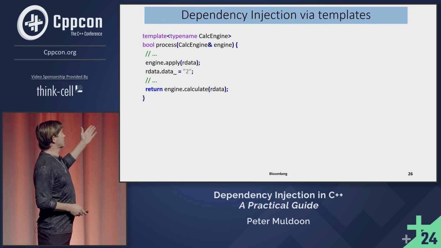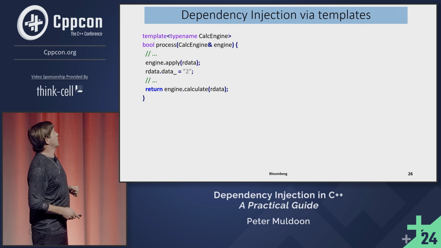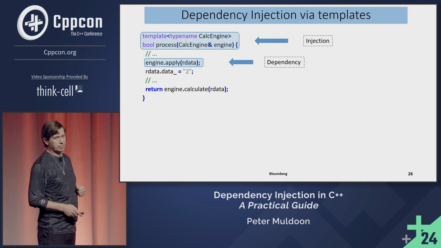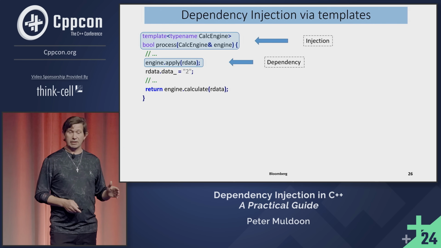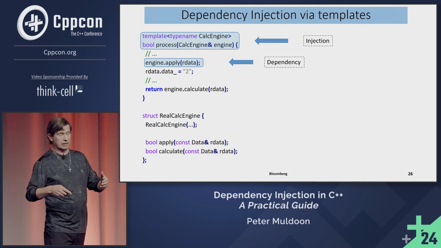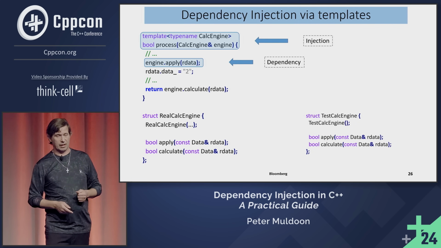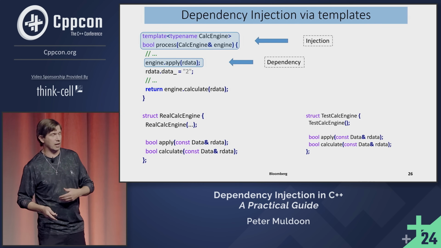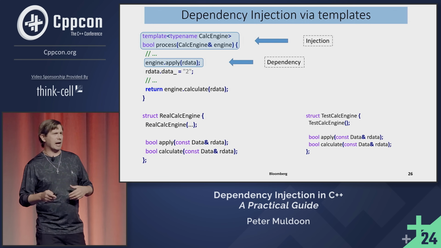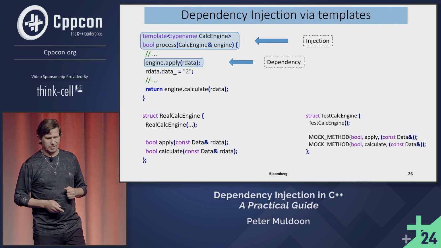So what is that going to look like? Same function, except this time we're passing it as a template parameter. All that we have is the dependency here, engine.apply, and here's where I'm injecting it. Very neat. And then in production, production code will have a real calc engine pushed in the main application. And in my unit test, I'm going to have this test calc engine, which is going to have these two methods on it. So it more or less acts somewhat like the inheritance. It just gets rid of the virtual functions.